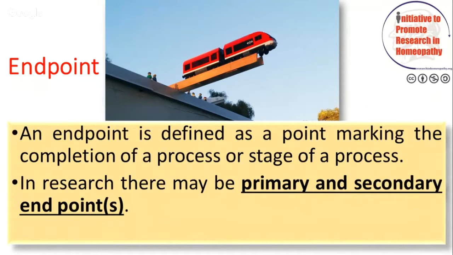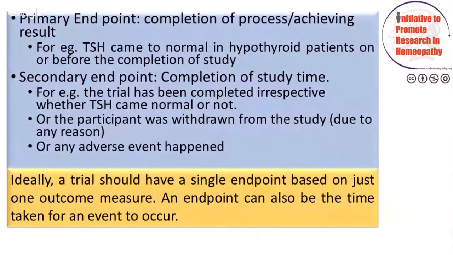Endpoint is a point marking the completion of a process. In research, we have primary and secondary endpoints where you will stop your research. Primary endpoint is when the process is completed or we have achieved it. For example, TSH came to normalcy in hypothyroid patients on or before the completion of the study. Our target was that when the TSH would come down below 3, our primary endpoint would be achieved, and it came below 3. So our primary endpoint has been achieved.